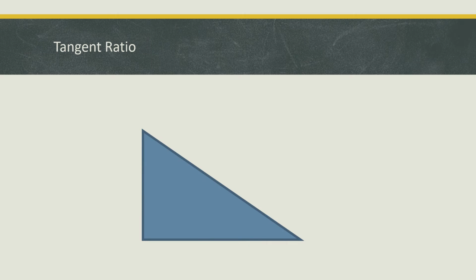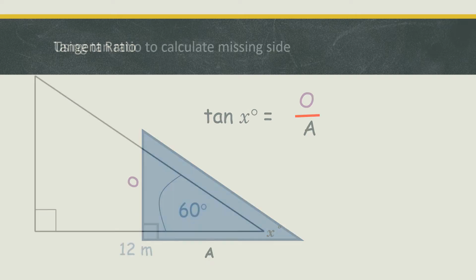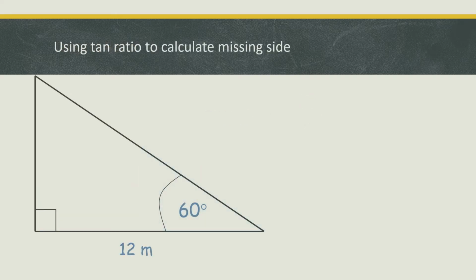So we're going to look at the tangent ratio first. Now our tangent ratio in a right angle triangle is the opposite side divided by the adjacent side. So tan x equals opposite over adjacent. So we're going to use the tan ratio to calculate a missing side.